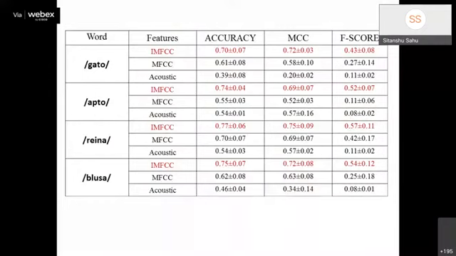So if you look at the words, similarly speakers have been asked to utter the words gato, acto, reina, blusa, like this. If you look at the speech samples of these utterances, these IMFCC features are giving better accuracy than the normal or standard MFCC and acoustic features. Okay, so gato is giving me 70% accuracy, then reina giving me 77%, like that.